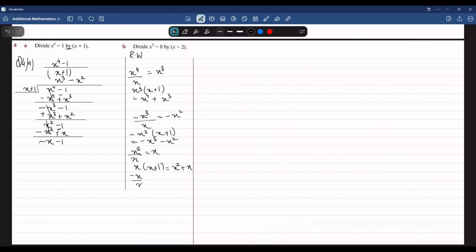Negative x divided by x is going to give us negative 1. And negative 1 multiplied by x plus 1 is going to give us negative x minus 1. We copied this down, negative x minus 1. And why does that come? Because we added negative 1 here. This becomes positive, and this becomes positive, as we are multiplying by negative here.